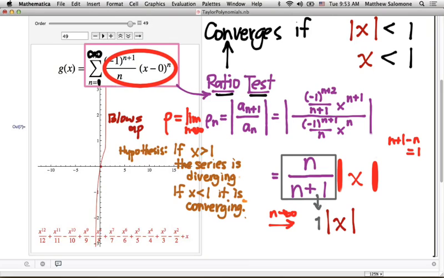Remember, the absolute value of x is either equal to x if x is positive, or it's equal to the opposite of x if x is negative. So if x is positive, its absolute value being less than 1 is equivalent to x being less than 1. If x is negative, then its absolute value being less than 1 is equivalent to x being greater than negative 1. So that's another thing to do in this section, is maybe review how to solve inequalities with absolute values in them. But if we do that here, we find out that our series converges, definitely converges, provided x is between negative 1 and 1.